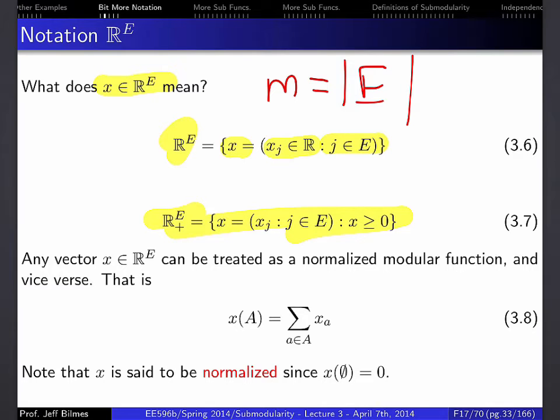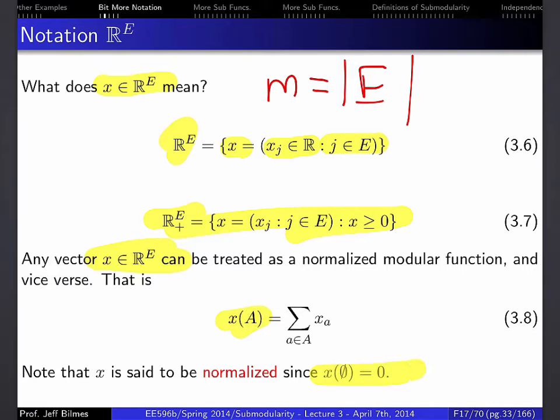Then for any vector, we can say, okay, here's the vector, and we can essentially treat that as a modular function. We'll do that a lot. We'll say x in R to the E is a normalized modular function. It's modular because when we say x of A, all we're doing is summing up the corresponding coordinates in the set A, corresponding to the elements in the set A.